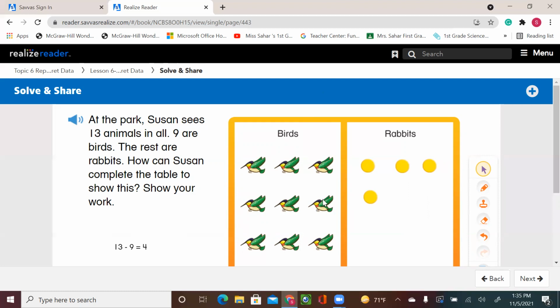So as you see, for this lesson we used picture graphs, tally charts and tally marks to help us find the answer for the equation, or also help us find how many fewer or how many more. All right, that's it for today's lesson, first graders. Thank you.